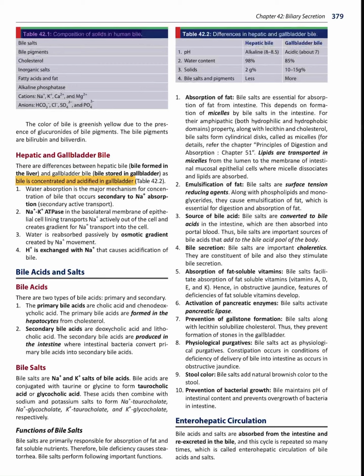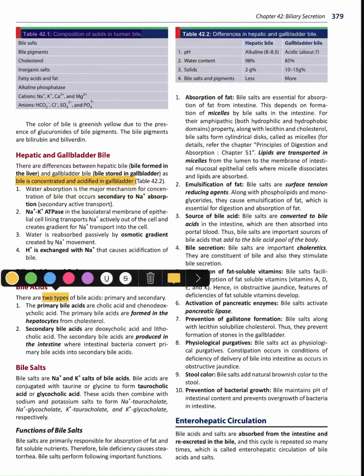Bile acid and salts. Bile acids are of two types, primary and secondary. Primary bile acids are cholic acid and chenodeoxycholic acid. The primary bile acids are formed in the hepatocyte from cholesterol. Secondary bile acids are deoxycholic acid and lithocholic acid. The secondary bile acids are produced in the intestine, where intestinal bacteria convert primary bile acids into secondary bile acids.